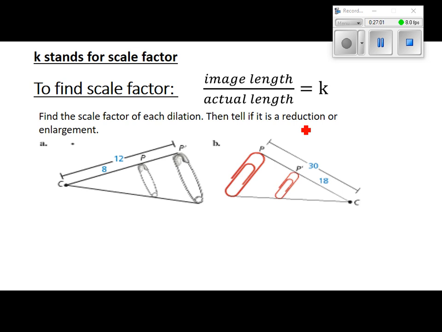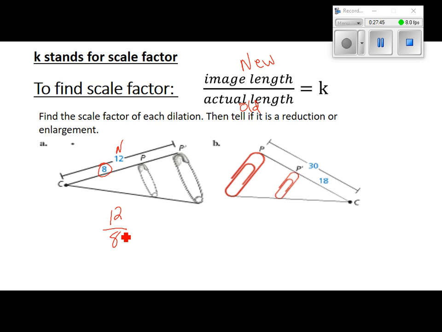Remember scale factor, we talked about this earlier this year. Image length over the actual length. So your new length over, and you might want to write that down, new over old or original. Looking at our picture here, which one's the new length and which one's the original length? 8 is the old one and 12 is the new. So what goes on top? 12. What goes on bottom? 8. That's your ratio, that's your scale factor.